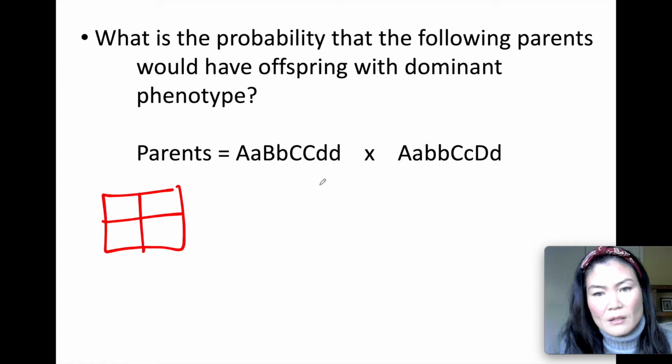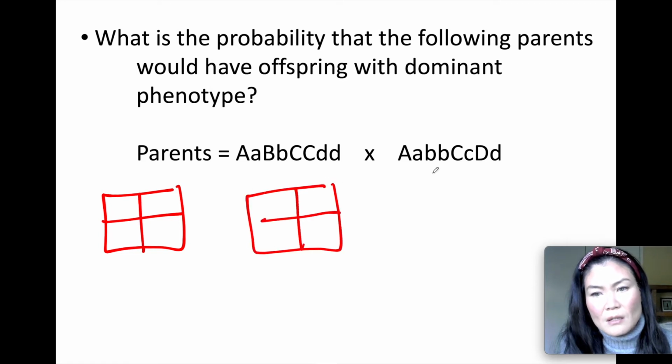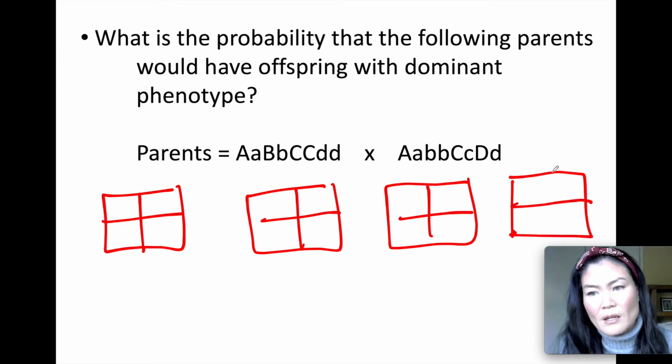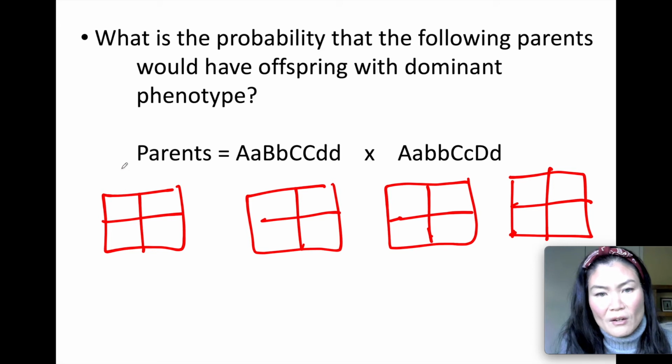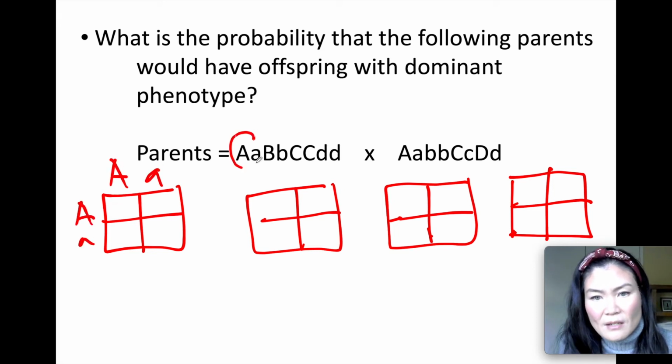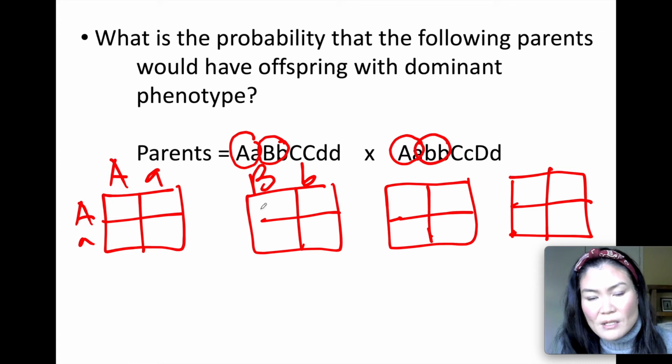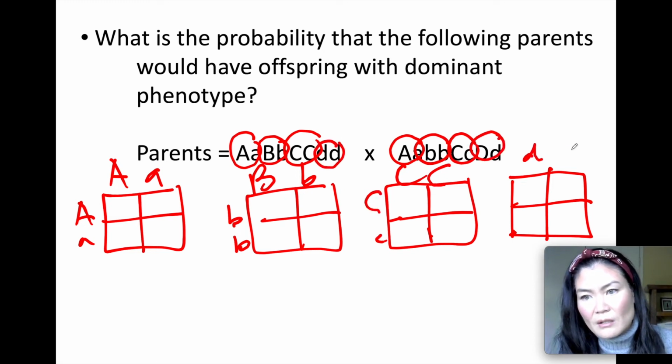A's, B's, C's, D's. Okay, so we don't need to do a 100-plus Punnett square. Big A, little a. Big A, little a. Do you guys see that? I took the big A's, and then big B, little b. And then this one is little b, little b. And then this one is big C, big C, little c. And then little d, big D, little d.